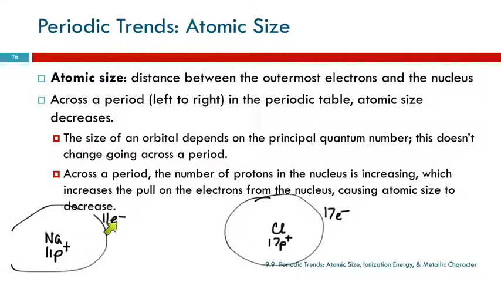The outermost ones are in the third level, and we have a charge of 11 on the nucleus. Over here, these electrons are also in the third level, but now the charge on the nucleus is 17. And so these electrons are more strongly attracted to the nucleus, so they get pulled in. So as we go across the periodic table, the nuclear charge increases and pulls those electrons in, and they get a little bit smaller as you go across.